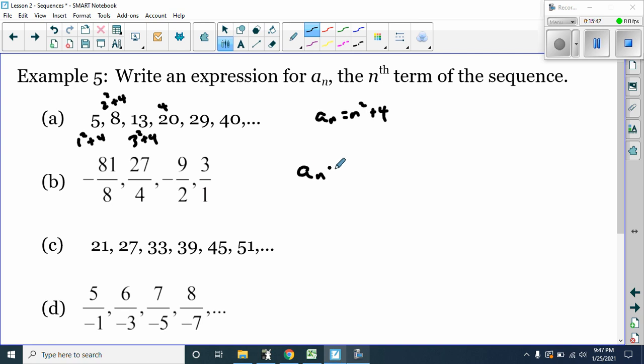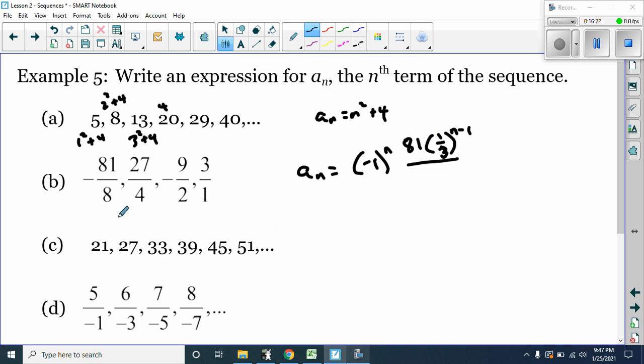Second one here is alternating. Negative, positive, negative, positive. First one's negative. Divide by 3, divide by 3, divide by 3. Dividing by 3 is the same as multiplying by 1/3. I'm going to do that to the n minus 1. That way when I plug in 1 here, I get 1. So I can just do times 81. Again, you can check. If I plug in 1, I get 81. Plug in 2 would be 81 times 1/3, which is divided by 3, and so on.